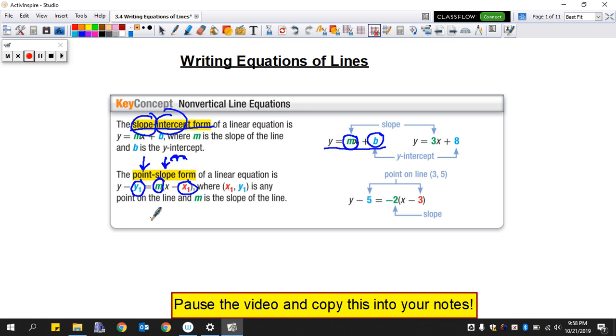Now, a lot of times when we get to this point, we go ahead and continue on to solve for y to where we end up with the slope-intercept form. So go ahead and pause the video and copy all of these main concepts into your notes. Let me go ahead and erase all my markings. Okay, so copy all this into your notes.